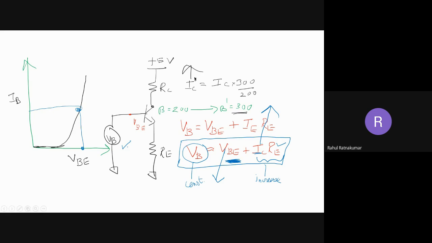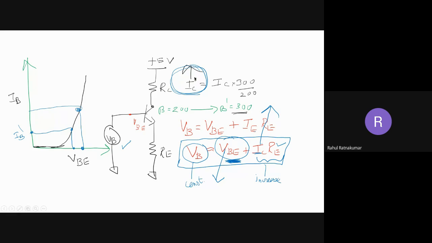Now come back to the graph. Now VBE is reduced. You can see that with the new VBE, I'll get a new IB. You can see the IB is much less. This is the new IB, IB dash. So now IB is automatically reduced. This is actually what we wanted. This cancels the increased IC here. You can see the increased IC is cancelled by the reduction in IB. So the reduction in IB is caused by the reduction in VBE.